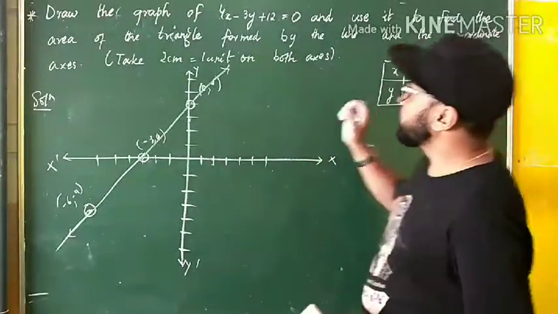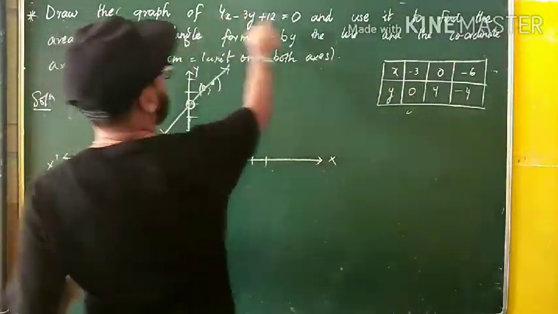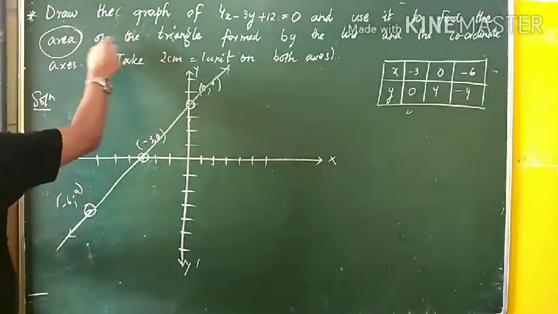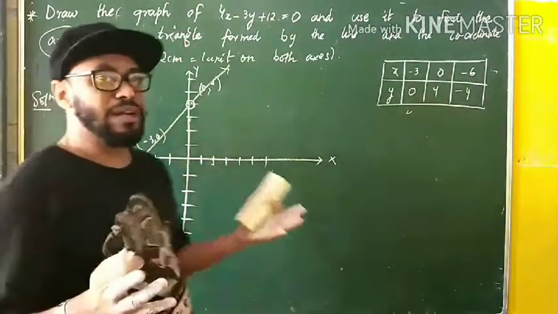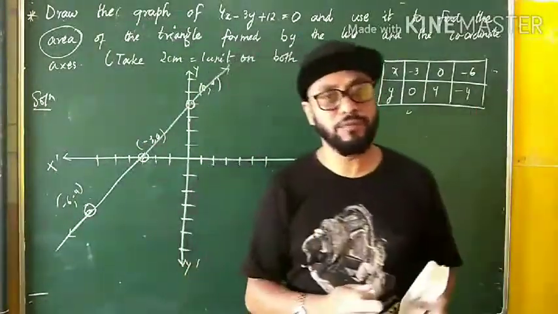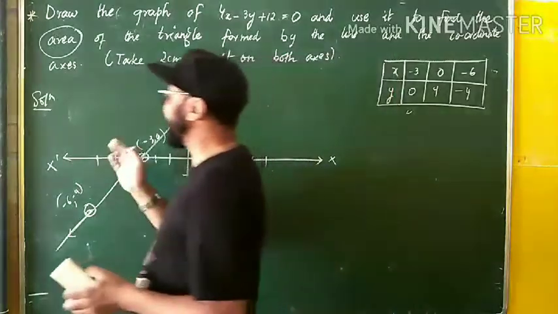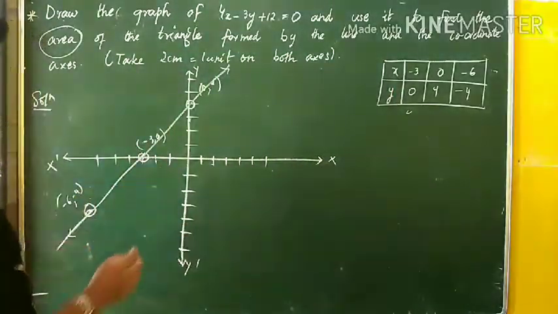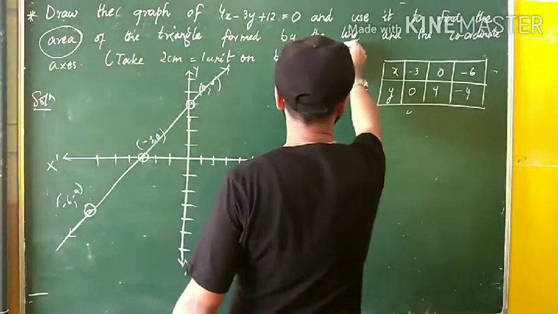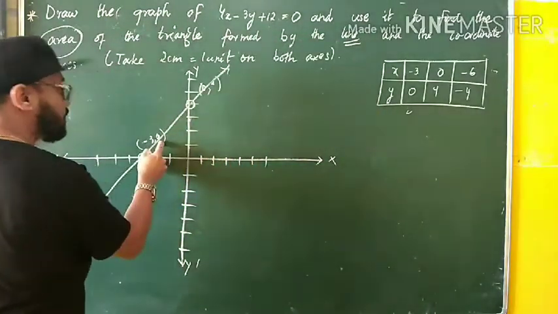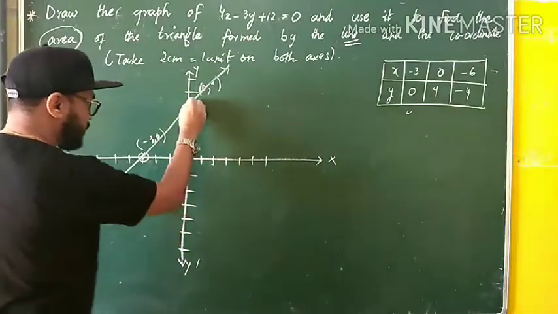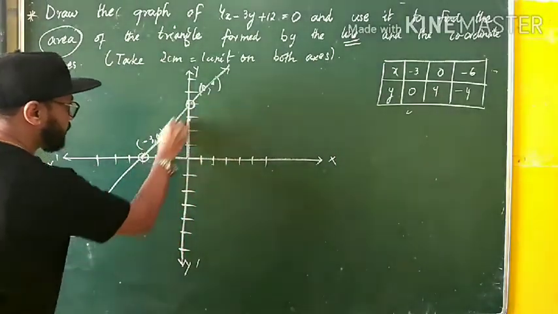Now we have the second part also. Use it to find the area. So we have to find the area of a triangle. Sometimes you might get a rectangle or a square also. So you need to learn all the formulas involved to find the area and the perimeter of different figures. So here, the area of the triangle formed by the line and the coordinate axes. So here is the line, and these are the two coordinate axes. Now this is the triangle whose area we have to find.